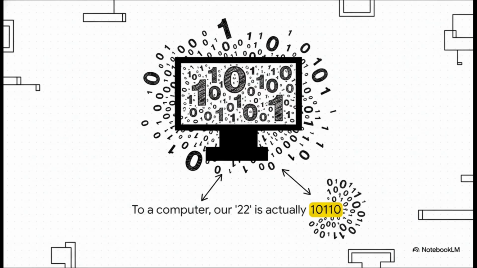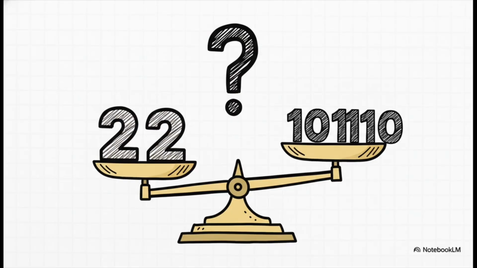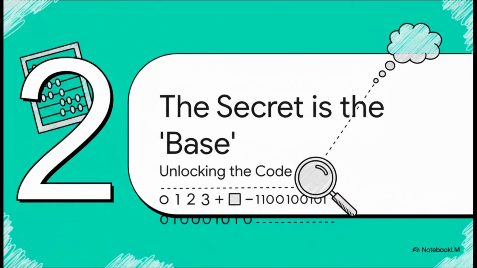But here's the crazy part. That jumble, 10110, means the exact same thing as our 22. So how is that even possible? I mean, how can two totally different looking numbers represent the exact same value? Well, the answer to that little mystery, it all boils down to one single, really powerful idea. And that secret is something called the base.